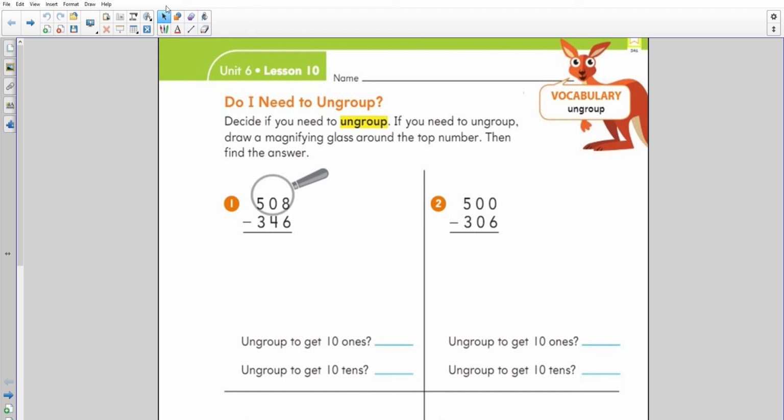The simple answers are going to be the ones that are going to come with some simple thinking. Do I need to ungroup to get 10 more ones? No, I have enough to subtract. Now, even if this was a 6 over a 6, it'd be fine, because if it's the same number or larger, you don't need to ungroup. Do I need to ungroup to get 10 tens? Well, let's go to the tens. Can I subtract nothing and subtract 4? No. So I would answer, yes, I need these 10 tens.